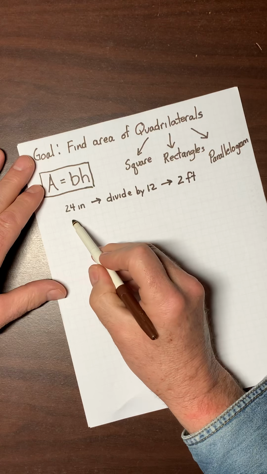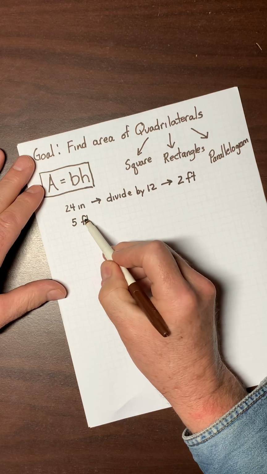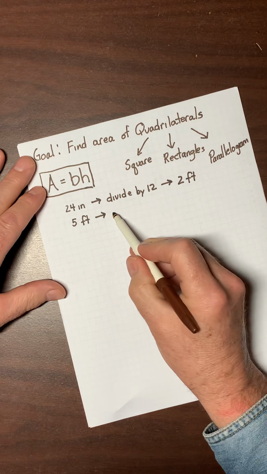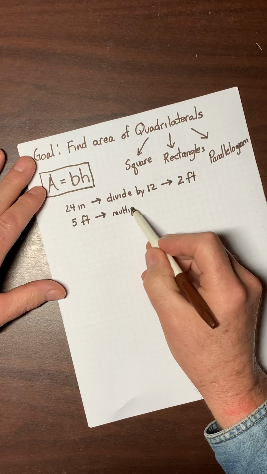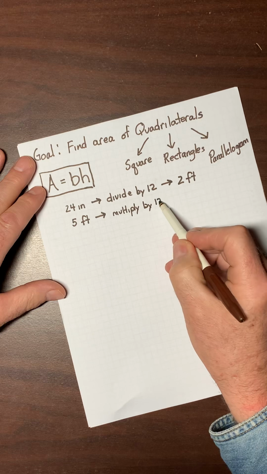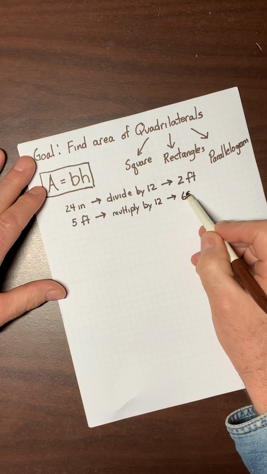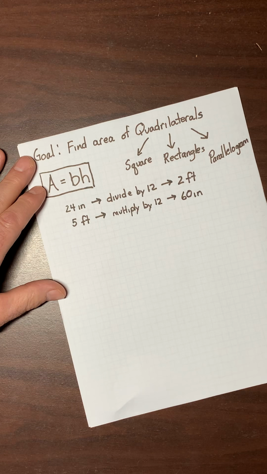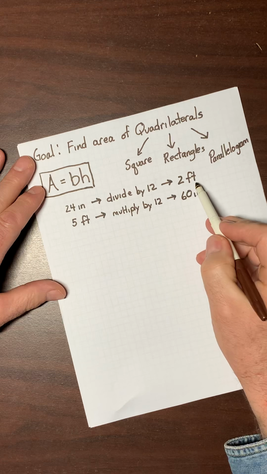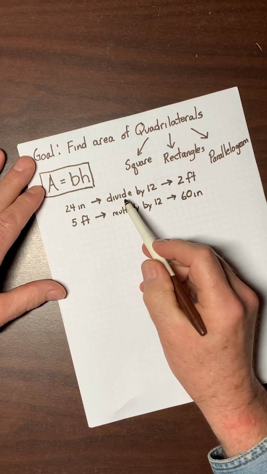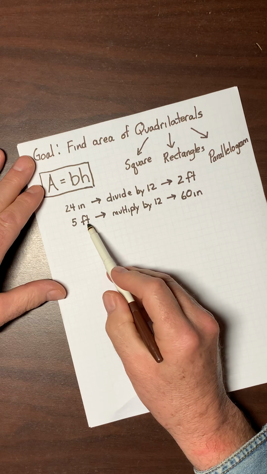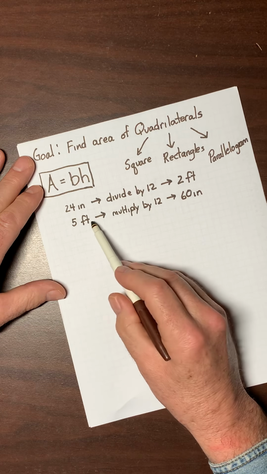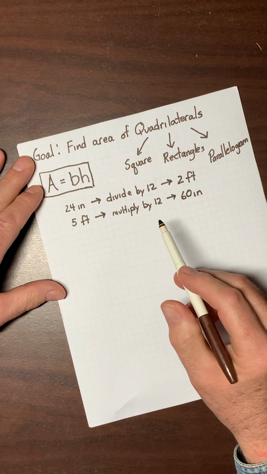Let's suppose you have 5 feet and you have reason to convert this to inches. So you would multiply by 12. And that would give you 60 inches. Notice that when you're going from a smaller unit, inches, to a bigger unit, feet, you're going to divide. While when you're going from a larger unit, feet, to a smaller unit, inches, you're going to multiply. And that will always be the case. Bigger to smaller, just simply multiply.